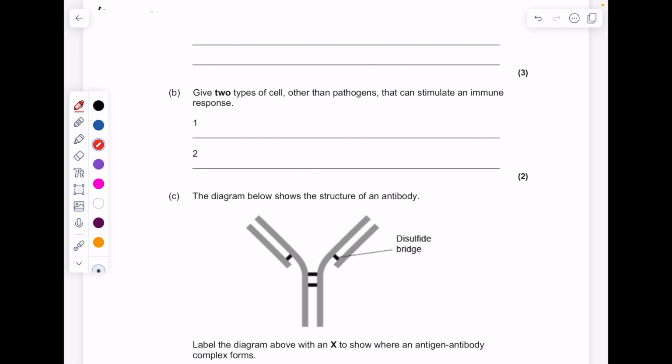Give two types of cell other than pathogens that can stimulate an immune response. So we said cancer cells and we said cells from other organisms of the same species.